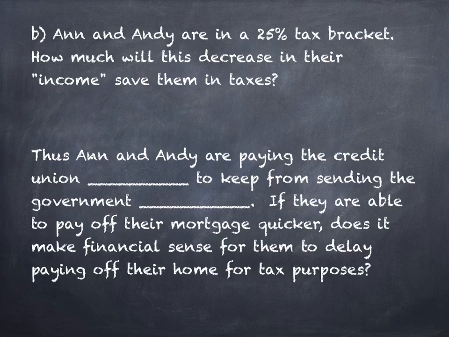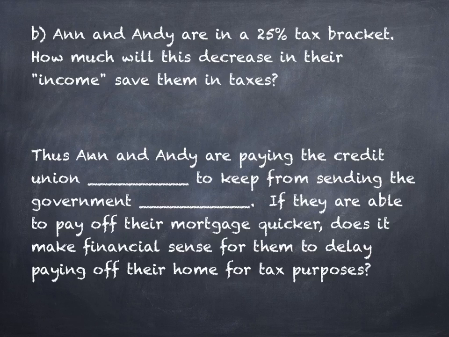So the question is, Ann and Andy have this tax bracket. How much will this decrease in income, quote unquote, save them in taxes? Well, they would have paid a portion of their money towards taxes. That $3,750, 25% of that would have gone towards taxes had they not had this home. So the 25% of that is not going toward taxes, they just don't have to pay it now. So they get sort of like a tax break. They get a tax break of 25%, and it's 25% of the loan's interest. Not of the loan, but of the interest.